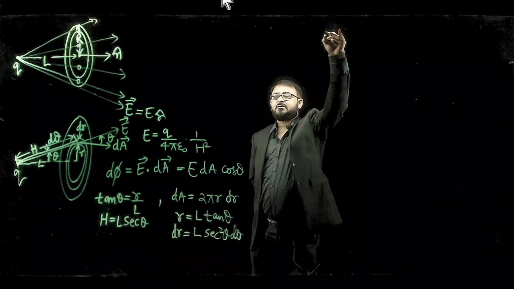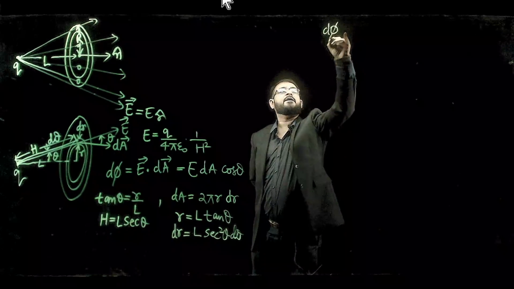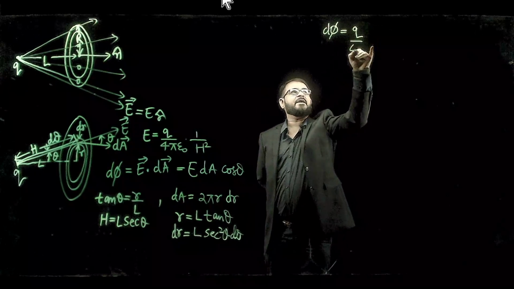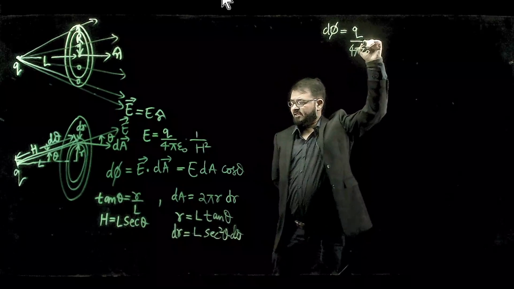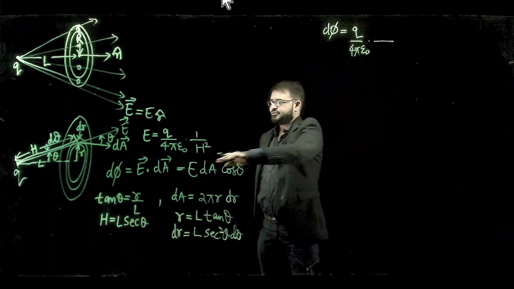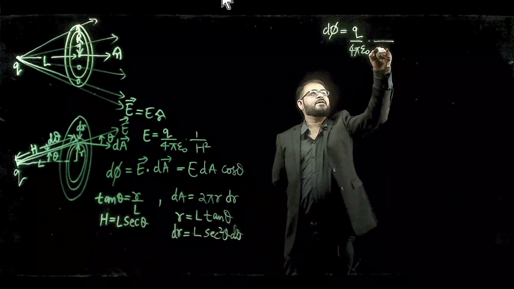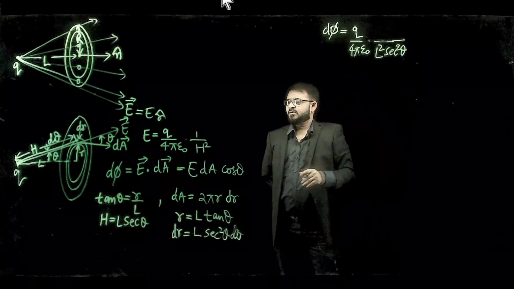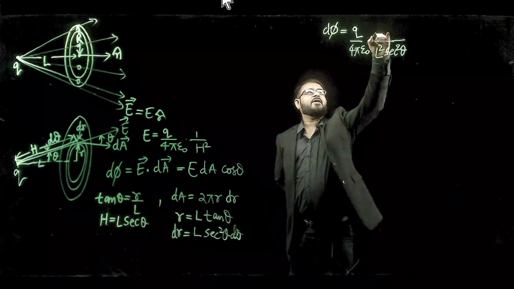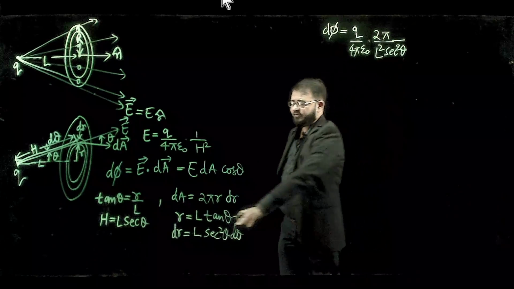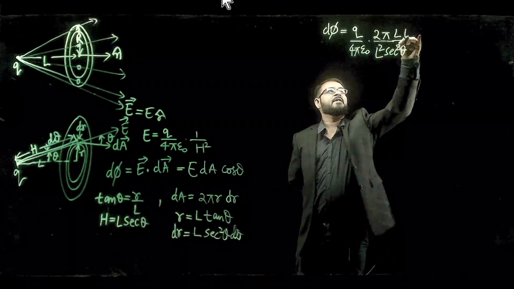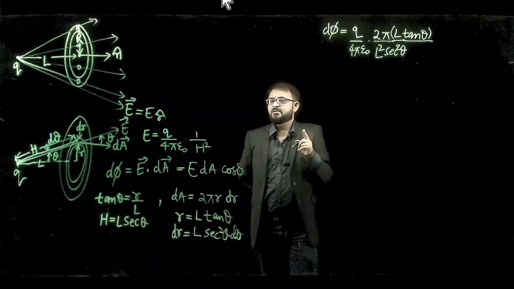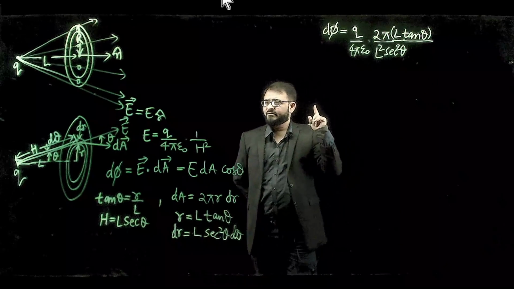We can write our flux d phi is equal to E, which is Q by 4 pi epsilon naught times 1 by h square. H square is L square sec square theta. All right. Now, next thing is dA, so we can write 2 pi. Instead of R, we'll write L tan theta. Now, why I am doing this is because I want to work in one variable. That variable will be theta.